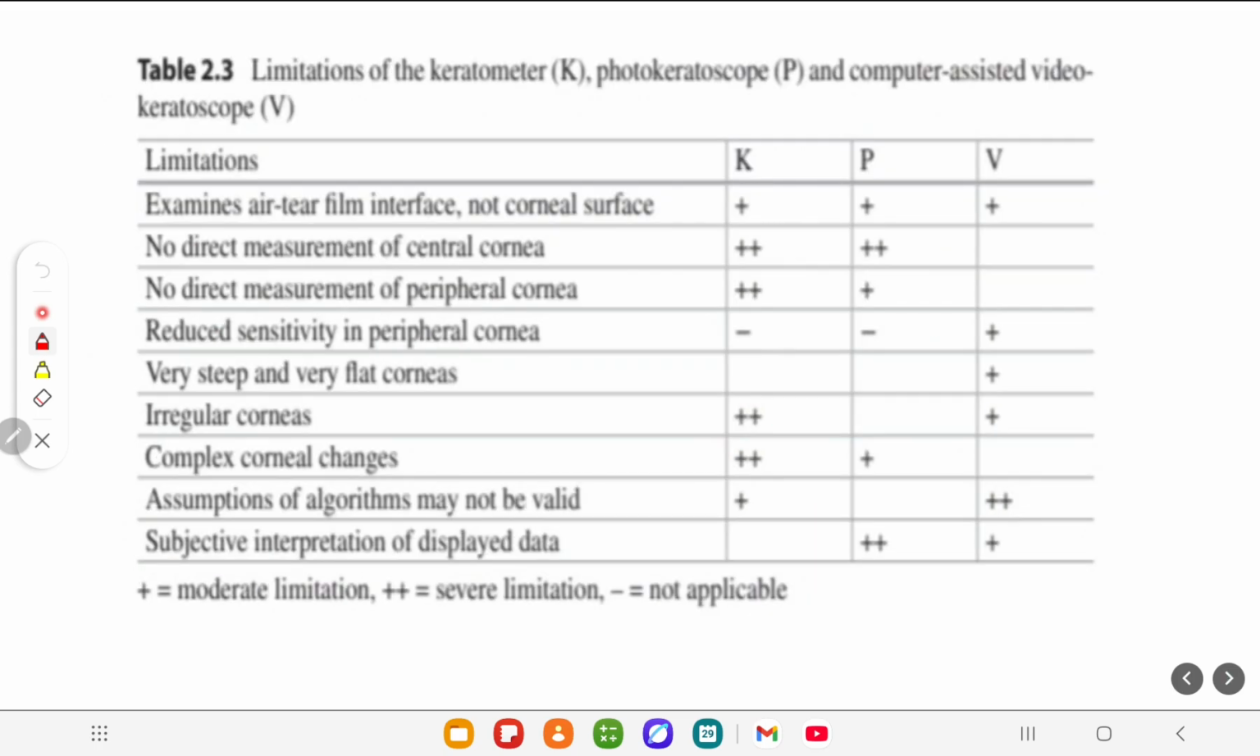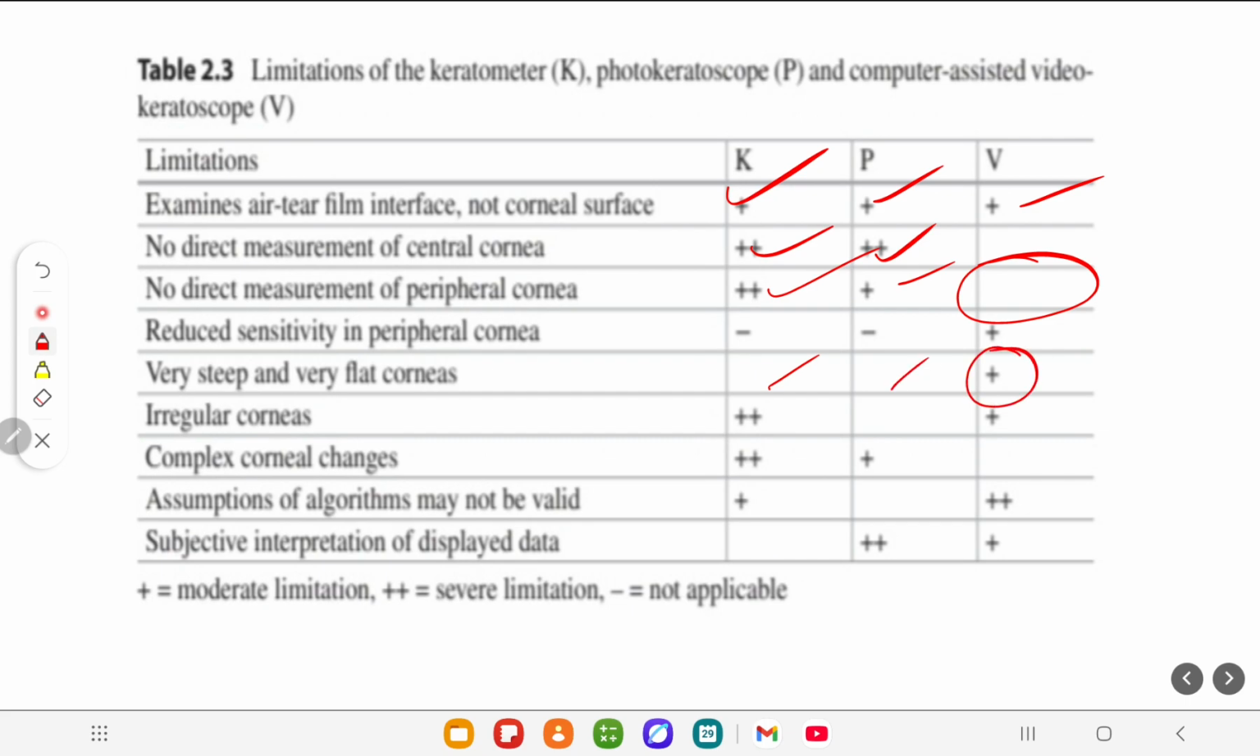Okay, so limitations of these three, just compare. They examine the air tear interaction, not the corneal surface. Yes, tear film matters because it's projection. No direct measurement of corneal area. Yes. No direct measurement of peripheral cornea. Yes, definitely peripheral cornea, this is good, and video keratoscopy is good. Reduced sensitivity of peripheral cornea. Yes, and very steep and very flat corneas. So basically limitation. But video keratoscopy doesn't have those limitations.